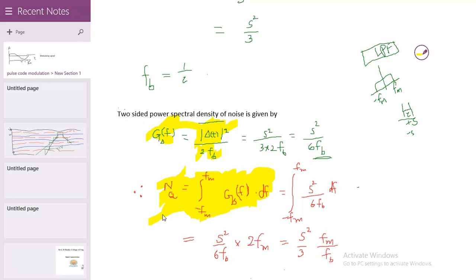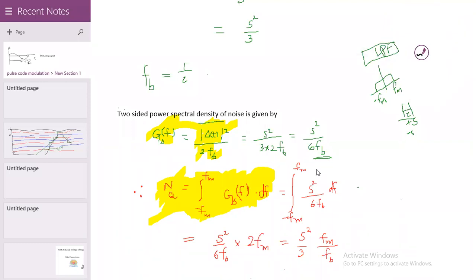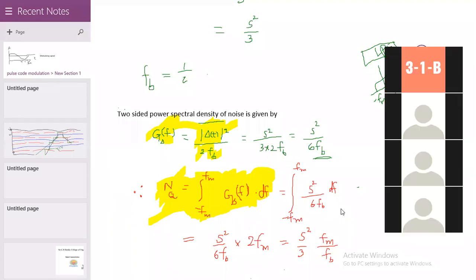By using these formulas, NQ is equal to noise power equal to the integration from minus FM to plus FM of S square by 6FB into DF. Then we can solve this one. Solve it and tell me what result you got.